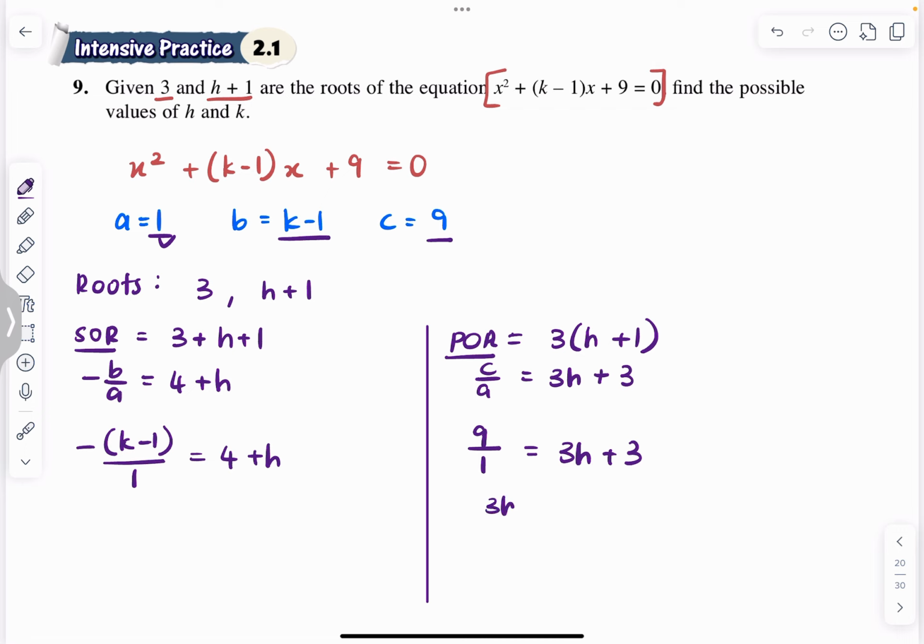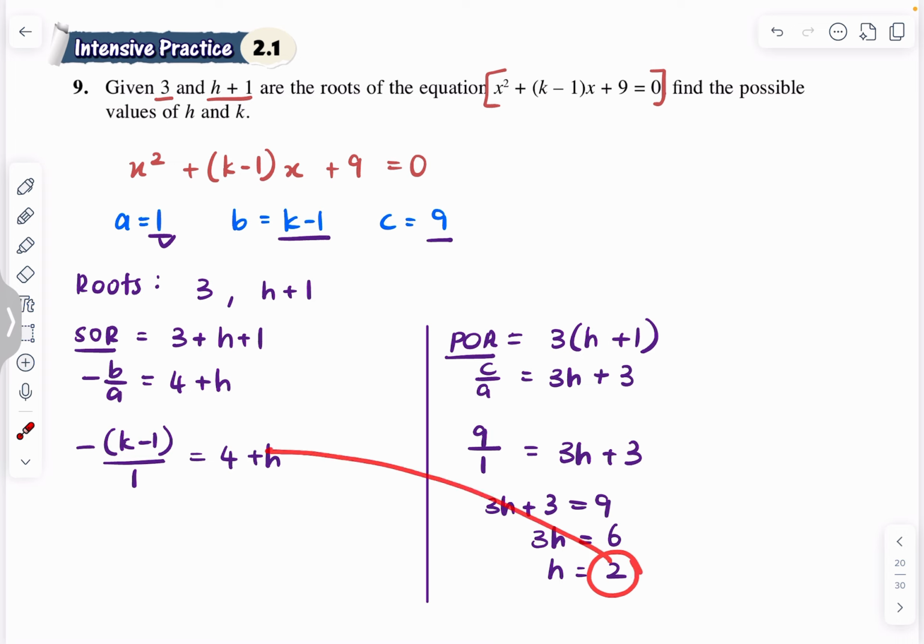So we can say 3h plus 3 equals 9. 3h is 9 minus 3, which is 6, so h is 2. 6 divided by 3, lah. Then we can take this value and substitute it into here. So negative (k minus 1) is 4 plus 2. So negative k is 6 minus 1. Therefore k is negative 5.